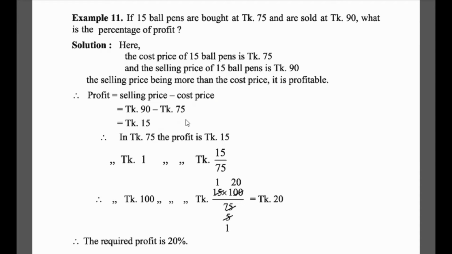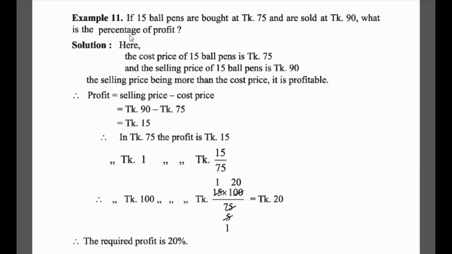However it is, whether profit or loss, the price that should be considered is the cost price. I bought a thing at 75 and I sold it at taka 90, so my focus will be on the cost price. The cost price of 15 ball pens is taka 75 and I got taka 15 as profit. Okay, in taka 75 the profit is taka 15. If we do the math with the unitary method, for taka 1 the profit must be less, so 15 divided by 75.